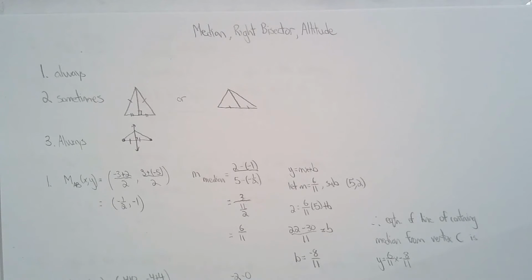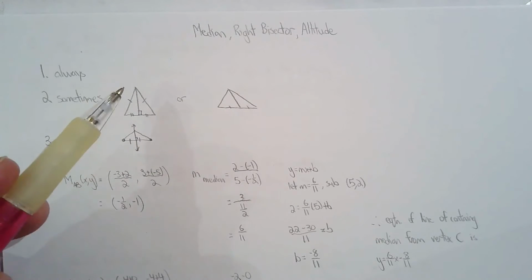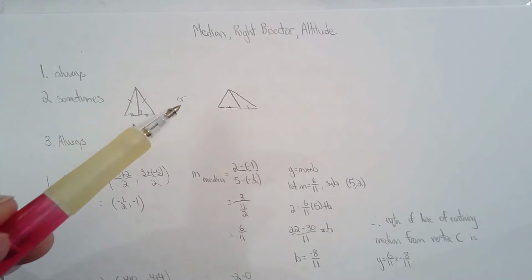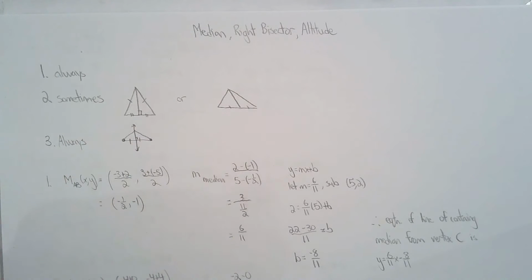For number 2, it says the median is perpendicular to the opposite side, and that's sometimes true, because if your triangle is an isosceles or an equilateral triangle, then you'll see that the median is indeed perpendicular to the opposite side. But if it's a scalene triangle, that won't be true.